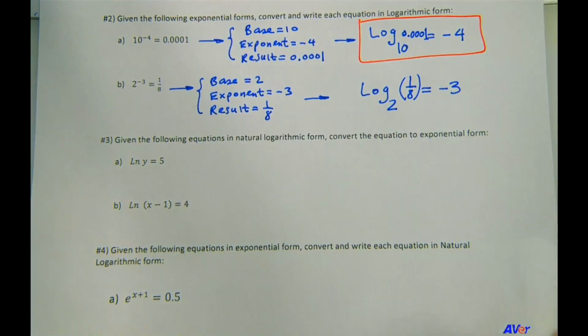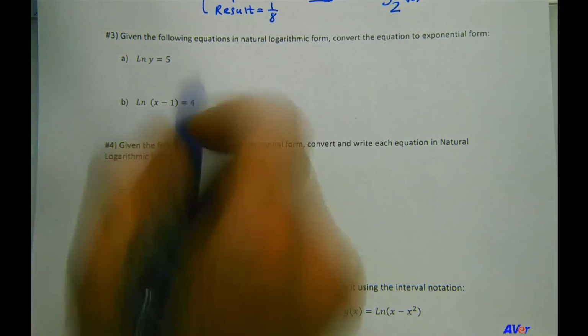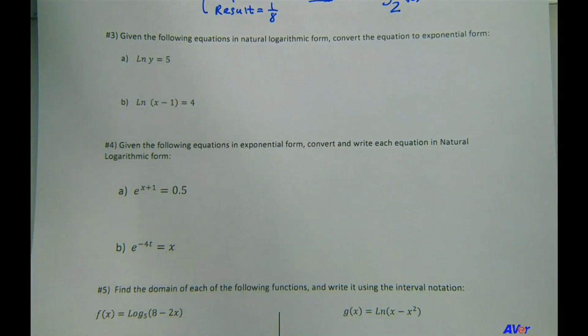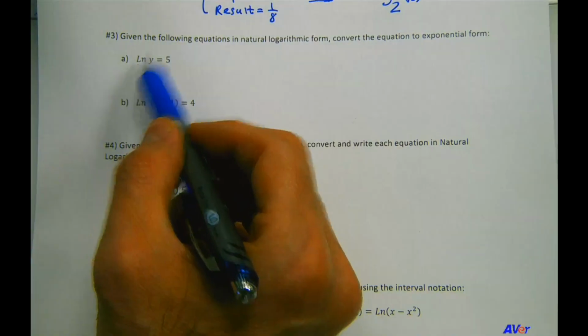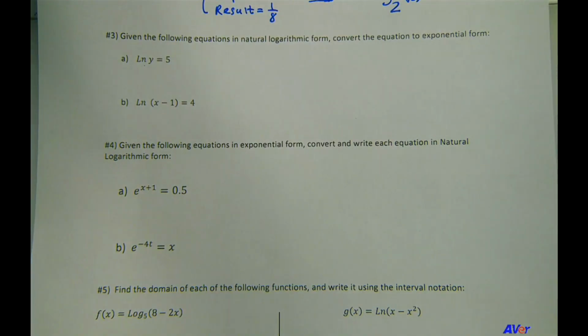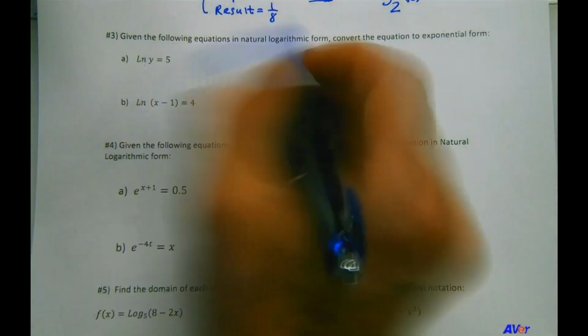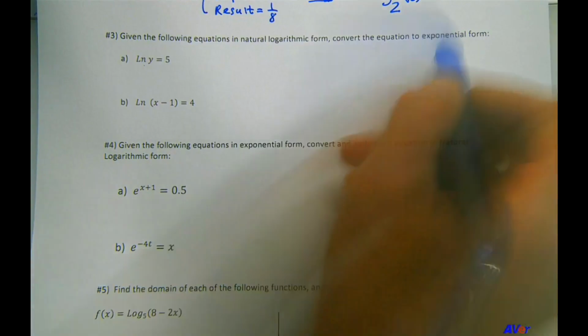All right. So next exercise, it says, given the following equations in natural logarithmic form. We know it's natural logarithmic form because of the ln, right? ln stands for natural log in reverse order. What is the base to a natural log? Do you remember? It is e. The base of the natural log is e. So given these equations in natural log form, convert the equation to exponential form.